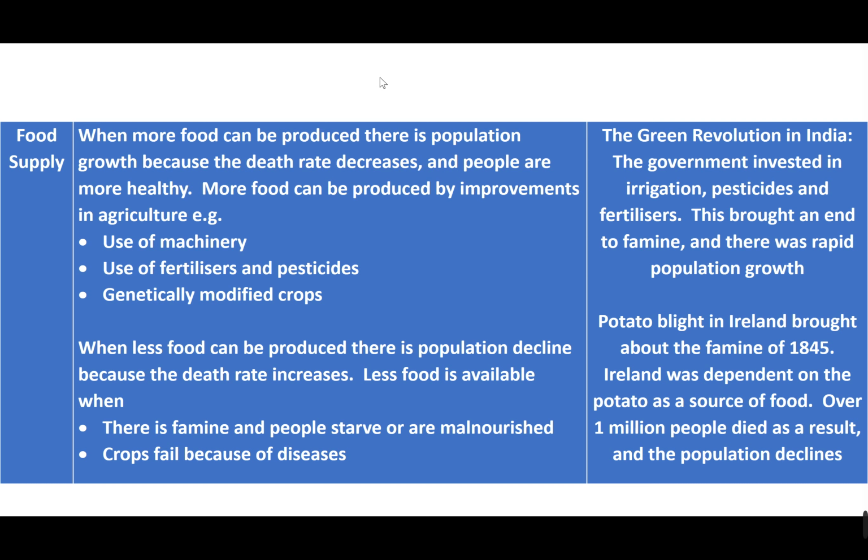Agriculture is just another word for farming. So, the use of machinery. If we're using combine harvesters, then we can harvest a lot more plants than if we were just using people. The use of fertilizers and pesticides. Fertilizers make the soil more fertile, and if it's more fertile, it can produce more crops. Pesticides will kill off the pests that could potentially damage the crops.